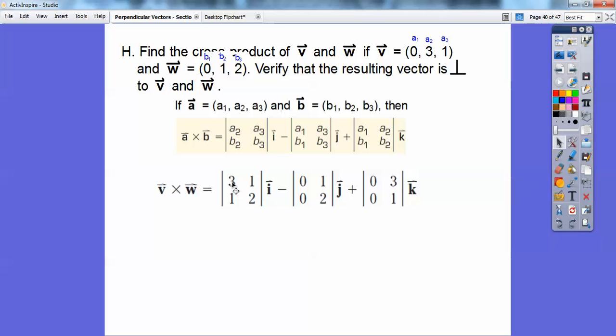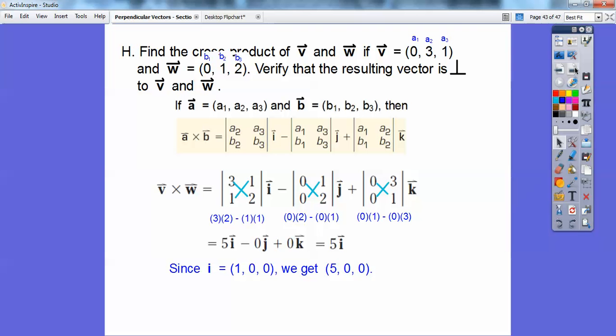Now I'm going to multiply. 3 times 2 is 6, minus 1 times 1 is 1. So 6 minus 1 is 5. That's where I get 5 times the unit vector I. Then here 0 minus 0 is 0j, and here 0 minus 0 is 0k. 0 times anything is 0, so that simplifies to 5 times the unit vector I, and I is 1, 0, 0. So we get 5, 0, 0. The cross product of vectors v and w is 5, 0, 0.